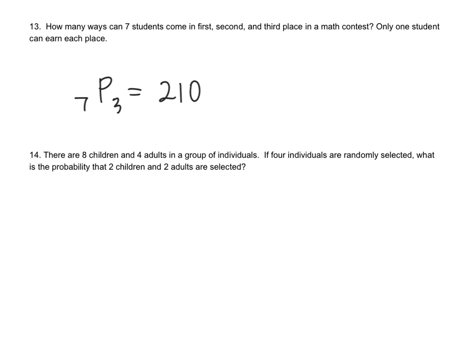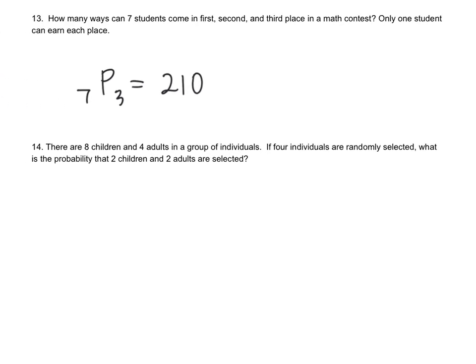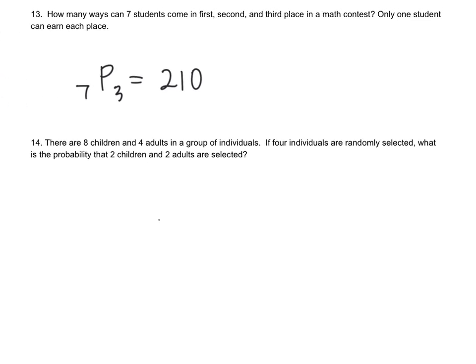So last one says, there are 8 children and 4 adults in a group of individuals. If 4 individuals are randomly selected, what is the probability that 2 children and 2 adults are selected? So this is a probability problem, which means we need to have a fraction. So in our denominator needs to be our total, which there are 12 of, and we are choosing 4 total. And then in our numerator, so our first probability is going to be that of the 8 children, we choose 2, and then we want to multiply it by the probability that of the 4 adults, we choose 2.